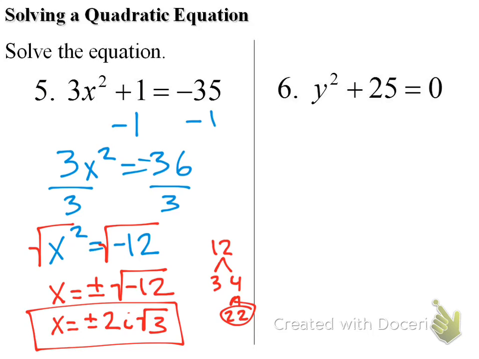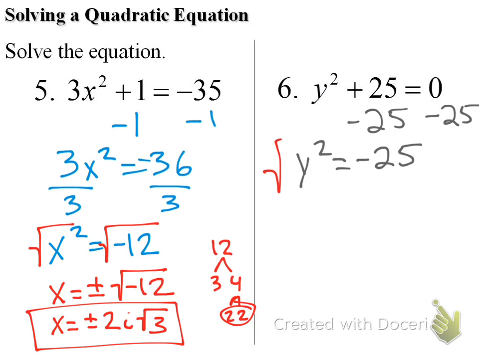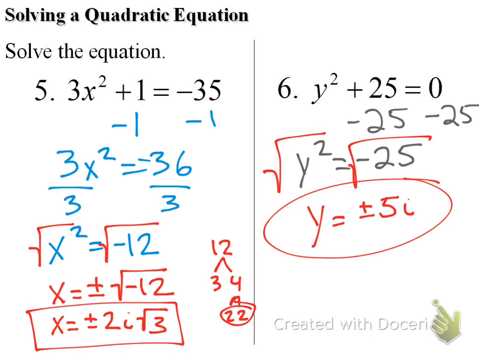All right, number 6. We got to get that 25 to the other side, so I'm going to subtract it. What would my next step be? Square root, good. So y equals? Great. Easy one, plus or minus 5i. What are your questions?